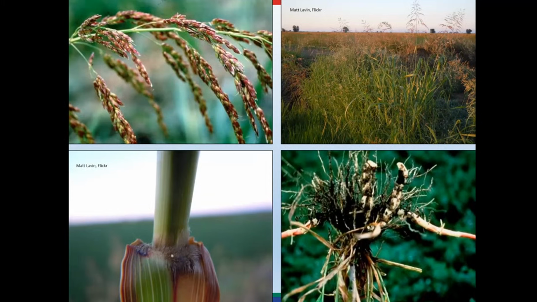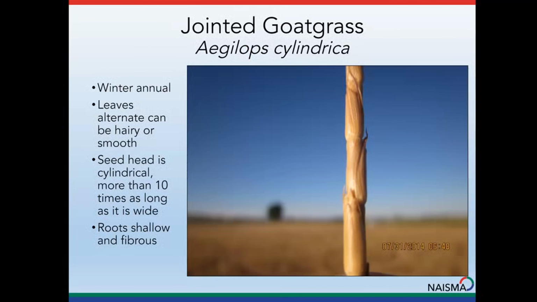Next we move on to jointed goatgrass, which is a winter annual, a challenging annual grass that we deal with out west and in other cropping situations. Its leaves are alternate and can be hairy or smooth. The seed head is cylindrical, so it almost looks like a straw with little pieces left as it's going up. And it can be more than 10 times as long as wide, so long and skinny. And as an annual, it has a shallow and fibrous root system.